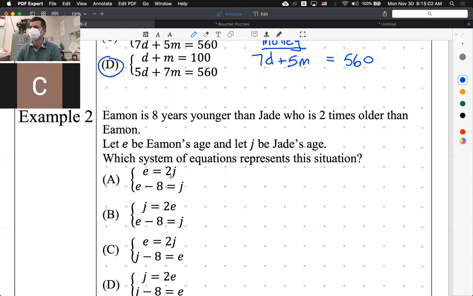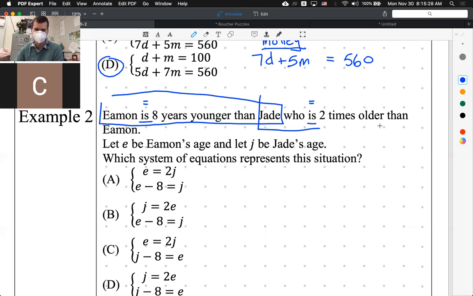All right, so we're gonna get 2 equations from that. Whenever you see the word is, and I'm gonna underline this, is, that means equal to. If you ever see is, oh, I see an is over here, that means equal to. There are 2 equations. The first equation is gonna come from this part: Eamon is 8 years younger than Jade. That's one equation. The second equation is Jade is 2 times older than Eamon.